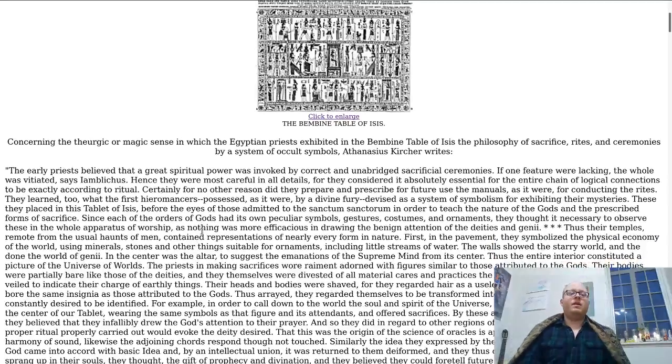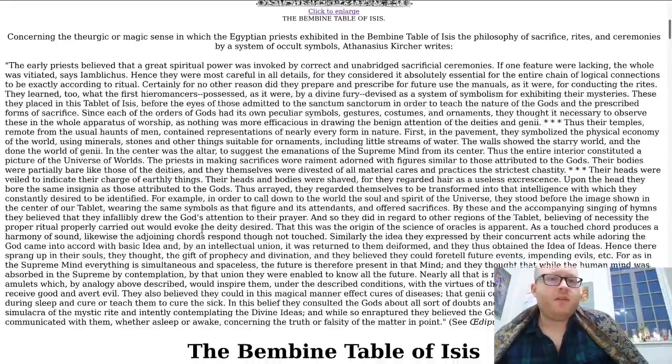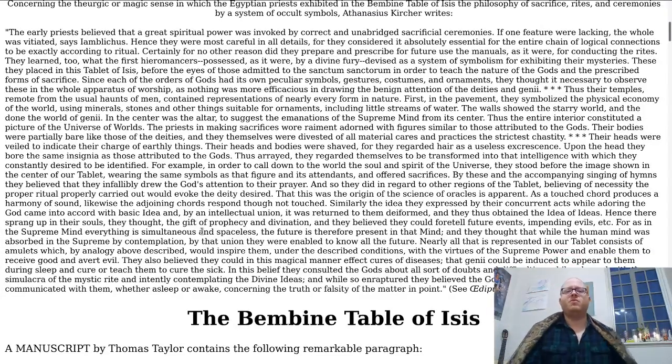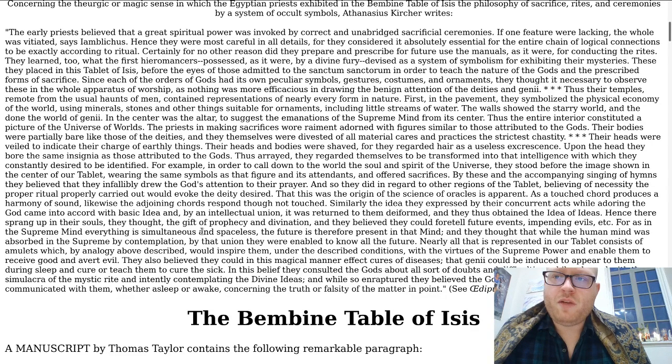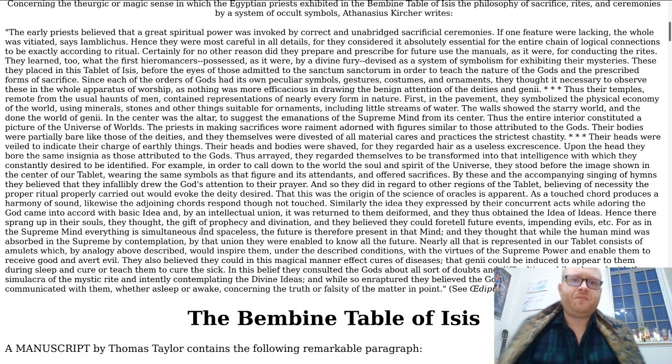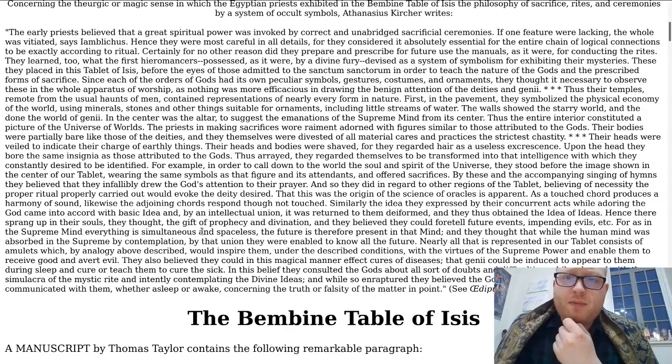So, concerning the theurgic or magic sense in which the Egyptian priests exhibited in the Bembine table of Isis the philosophy of sacrifice, rites, and ceremonies by a system of occult symbols, Athanasius writes, the early priests believed that a great spiritual power was invoked by correct and unabridged sacrificial ceremonies. If one feature were lacking, the whole was vitiated, says Iamblichus. Hence they were most careful in all details, for they considered it absolutely essential for the entire chain of logical connections to be exact according to ritual.